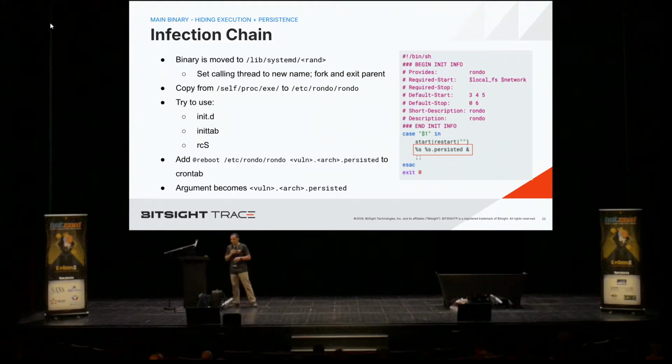So now that it has set up or tried to remove all of their stuff and tried to avoid being detected, they move on to the persistence phase. They start by moving the binary that's being executed into systemd with a random name, and this is 7 to 9 random characters. And they set a new calling thread through that to that new random name, and they fork and exit the parent process. So basically, the initial infection now disappears, and now they're running from systemd with a random name and a new thread.